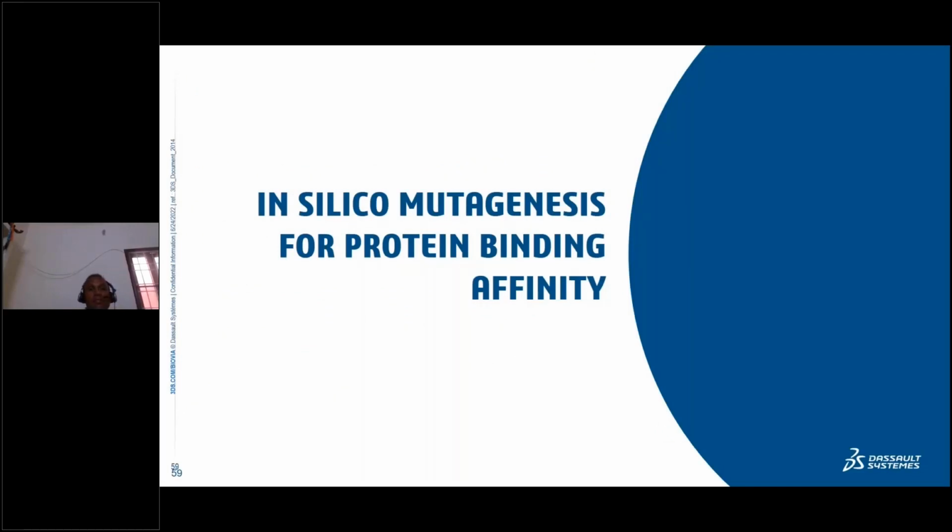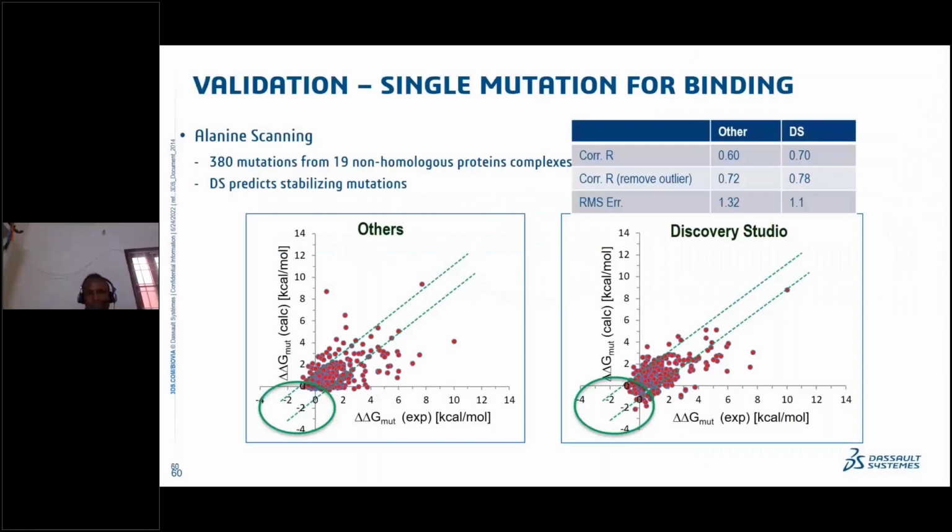Then you have in silico mutagenesis for protein binding affinity. We have done certain studies with programs. This is a program called Rosetta, if I remember right. Yes. So the delta delta G program with Discovery Studio and other programs shows that the RMS error is 1.1, which is totally minimum after the mutation. So 380 mutations from 19 non-homologous proteins were taken for experimentation, and all the study was done.